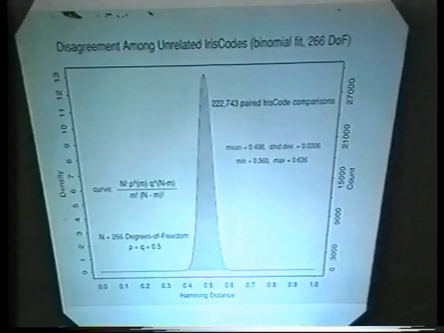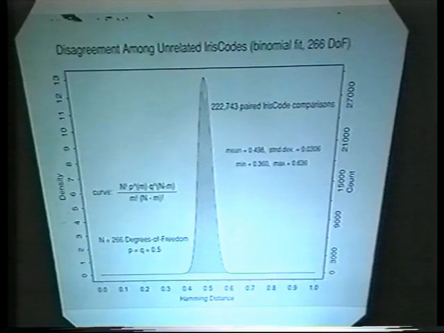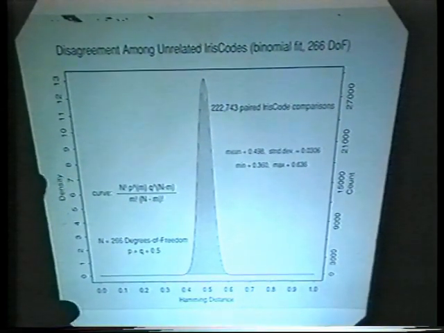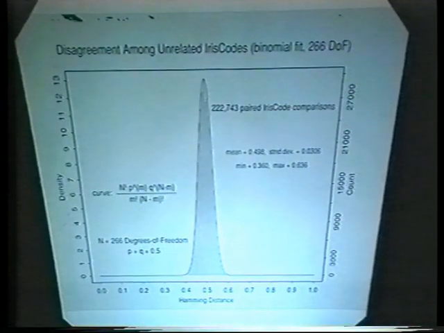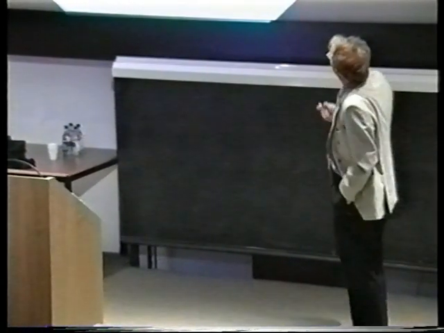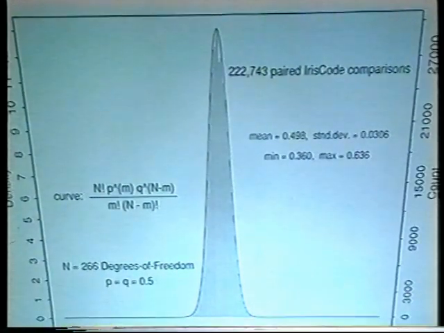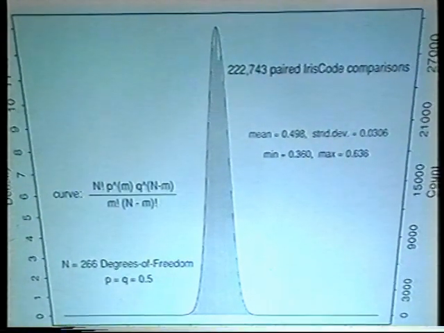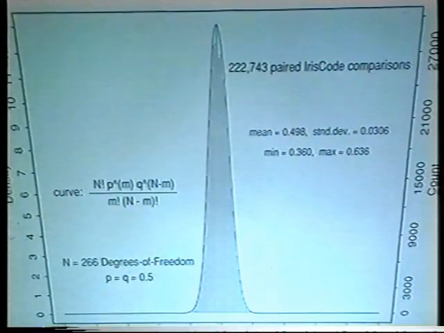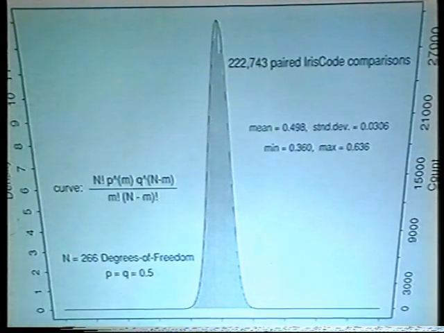This shows the outcome of tests that British Telecom have conducted in the last 2 years, involving almost a quarter of a million iris code comparisons. This is the actual data. The histogram shows the percentage of bits that disagree when two unrelated iris codes are compared. And as you can see, it's extremely well described by this solid curve, which is Jakob Bernoulli's function for the binomial distribution.